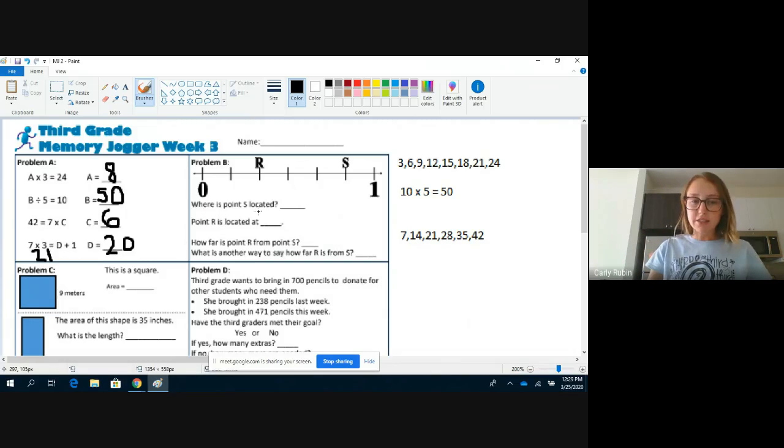Where is point S located? Point R is located at. How far is point R from point S? What is another way to say how far R is from S? So we know that when we see a number line, the first thing is we need to count our chunks to figure out what our tick marks are going to be labeled. So I have 1, 2, 3, 4, 5, 6 chunks. So they're going to be labeled as sixths.